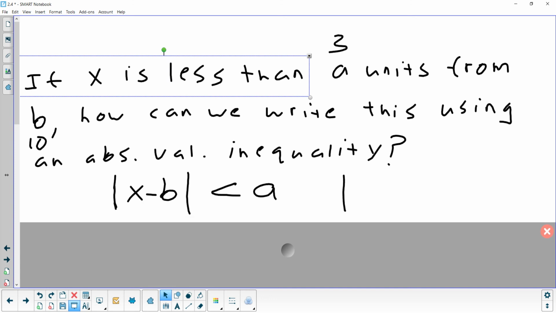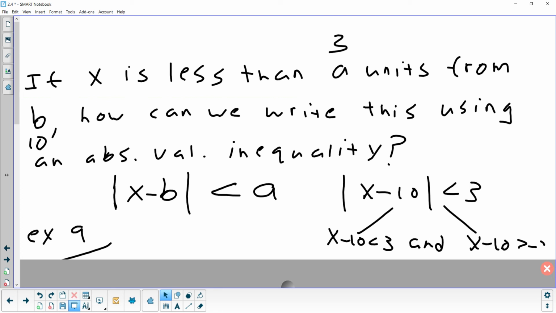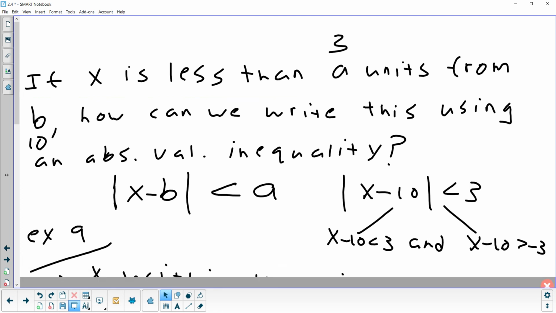If you were to write down x minus 10 is less than 3. If you solve that, it's an and. Just think about it in your head before we even solve it. All numbers that are within 3 units of 10. That means from 7 to 13. Those are the numbers that are within 3 units of 10. So I have x minus 10 is less than 3. X minus 10 is greater than negative 3. Solve it. X is less than 13, and x is greater than 7.